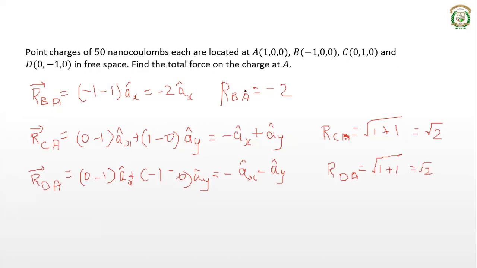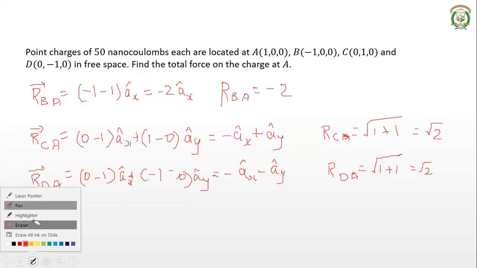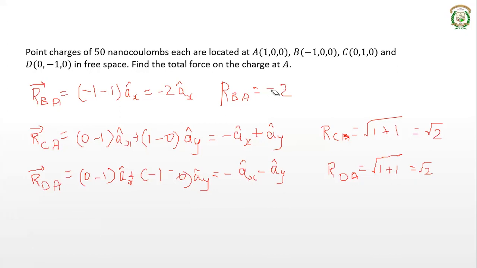Yes. So RBA is minus 2. If you take square root of minus 2 square, it is 2 square, 4. Square root of 4 is, okay. So yeah, sorry. It has to be taken as the magnitude, isn't it? So it will be just 2. Sorry, RBA will be 2. You need to consider only the magnitude. Yeah, thanks for that. RBA is just 2.